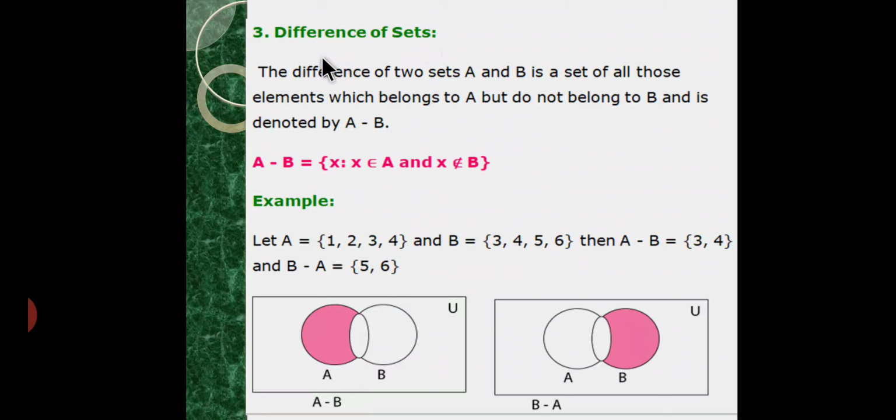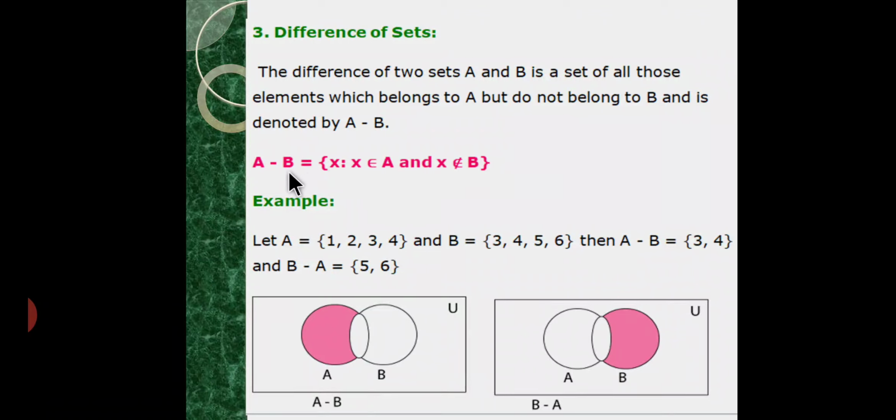Next, difference of sets. The difference of two sets A and B is the set of all those elements which belong to A but do not belong to B, and is denoted by A minus B. So A minus B is defined as the set of all elements X such that X belongs to A and X does not belong to B.